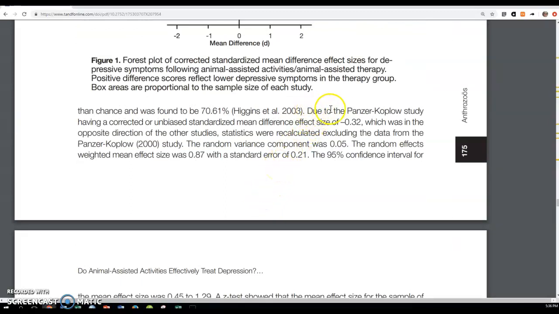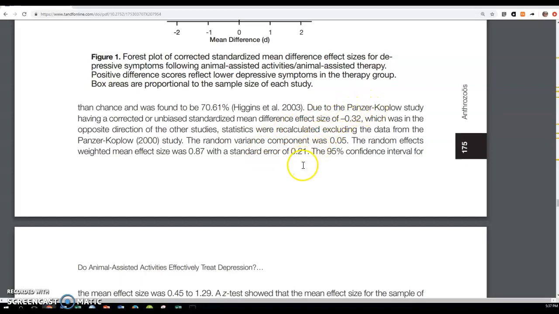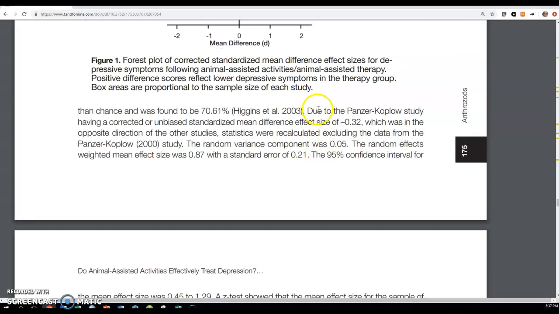The other thing here, it said, due to the Panzer-Kleblo study having an unbiased standardized mean of negative 0.32, which was in the opposite direction, statistics were recalculated. I would have been a lot happier if they said, due to the fact that the Panzer-Kleblo did not use randomization, whereas the other three did, if they would have based it on some methodological difference that this study did, it makes a little more sense to pull it out. Just pulling it out because it's a negative is a very clear sign of p-hacking or of torturing the data, as Matulsky says.